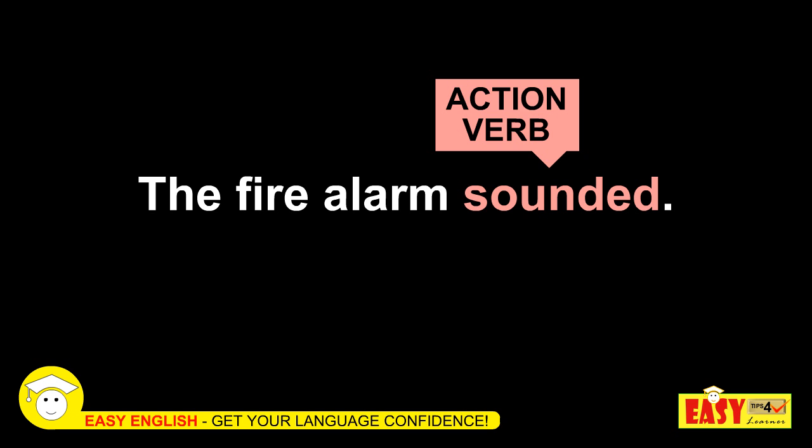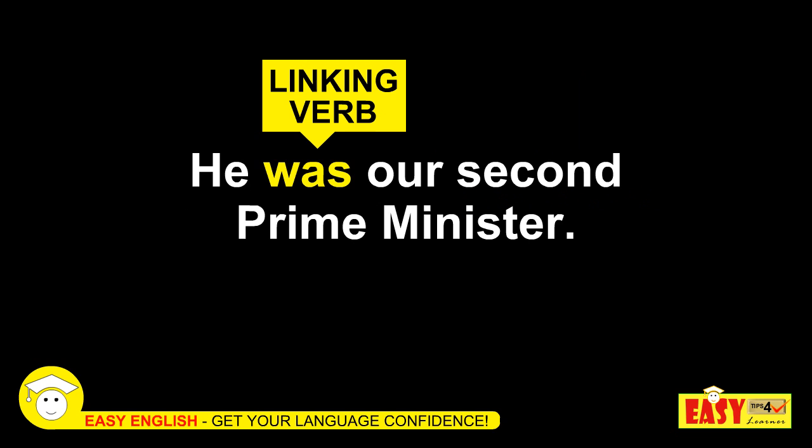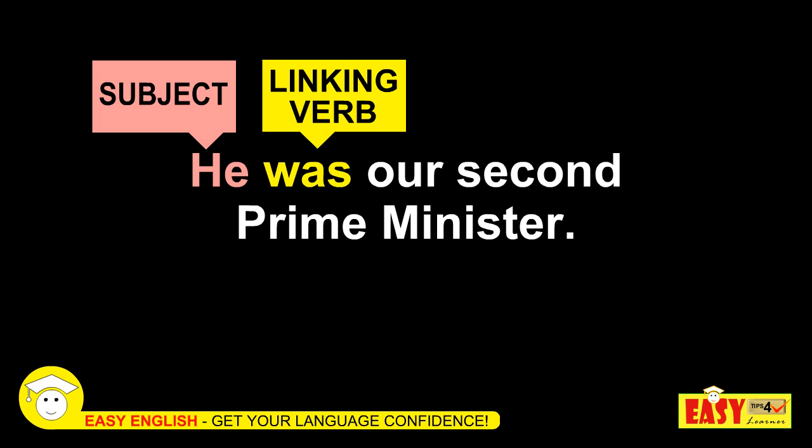Let's analyze the next sentence. He was our second Prime Minister. So what is a linking verb? A linking verb connects its subject with another word that renames or describes the subject. In this sentence, the linking verb was connects the subject he with another word that renames. Here it is the Prime Minister. So was is the linking verb here.